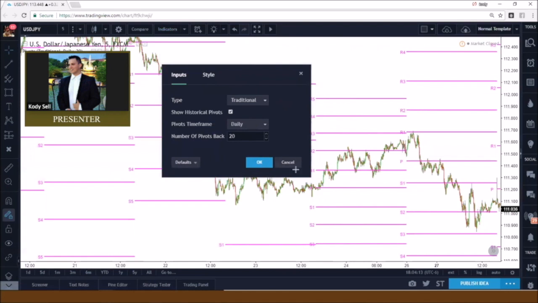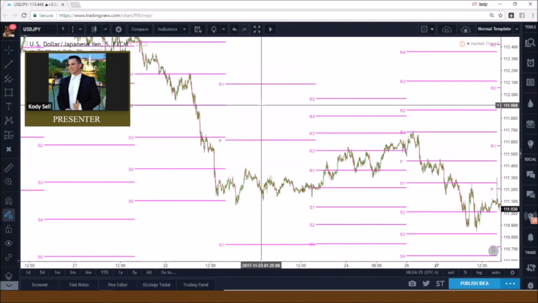Okay. Now, what are pivot points? Well, pivot points are an indicator that is based on a formula. Now, there are many different pivot point indicators, and what platform you're using and what broker you're using is going to depend on what formula they use to calculate their pivot points.